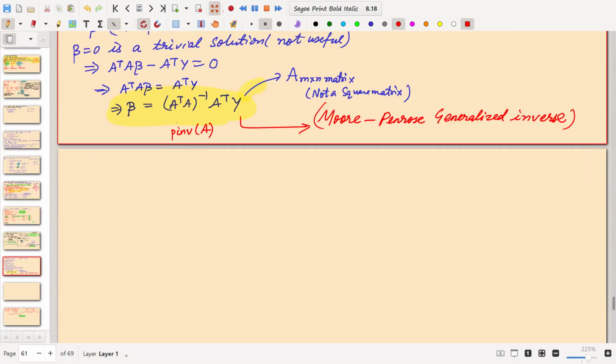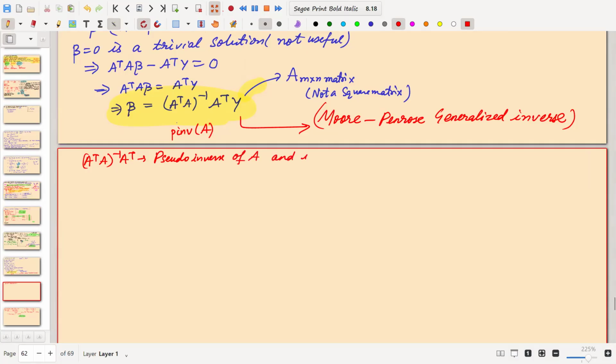So A transpose A whole inverse times A transpose is known as the pseudo inverse of A, and it exists if A transpose A is invertible. That is natural, no? Because you are using the inverse, the inverse should exist for the formula to work. If the inverse doesn't exist, it won't work. As simple as it is, common sense.